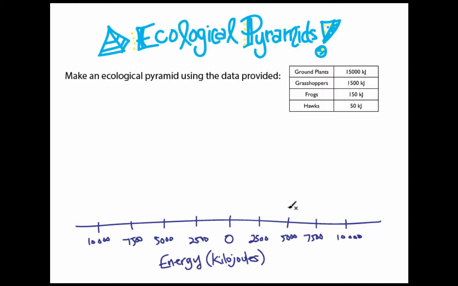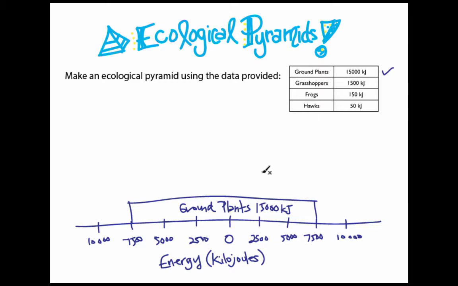And then the next thing we're going to do is draw the first part of our pyramid, which is the first trophic level. Ground plants have 15,000 kilojoules. Half of 15,000 is 7,500, so that's about here. The other half would be here. And that's my first part. That there would be my ground plants, 15,000 kilojoules. That's done.